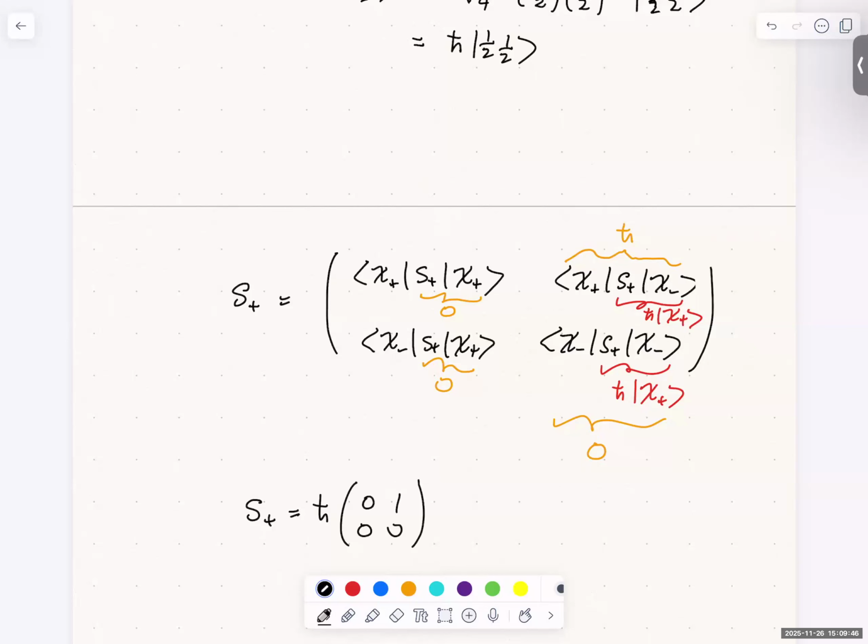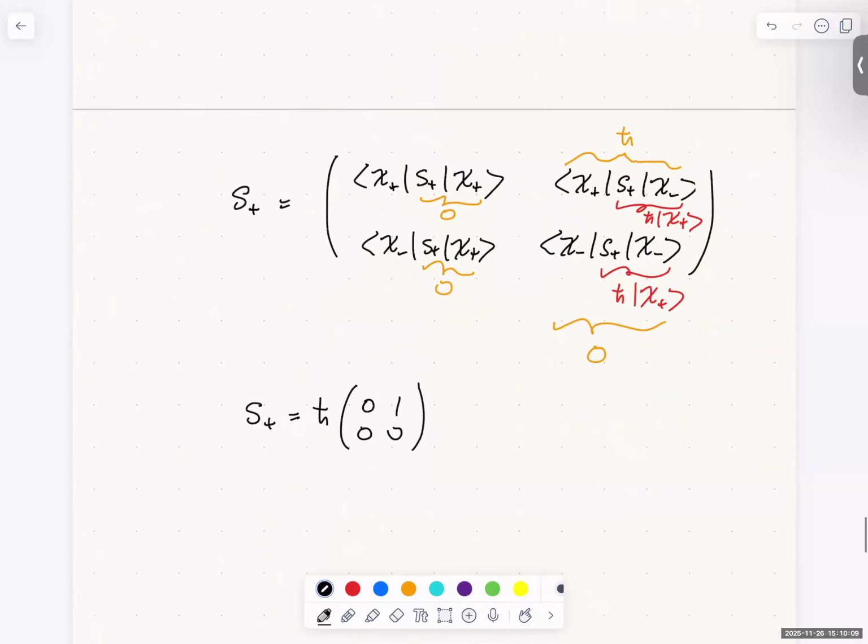So the chi plus and the chi minus are not eigenstates of the S plus operator. And when we worked out its matrix representation, it is not diagonal. So we get diagonal matrices only when the operator is acting on its eigenstates. Okay, you could do the same sort of analysis for the S minus state.